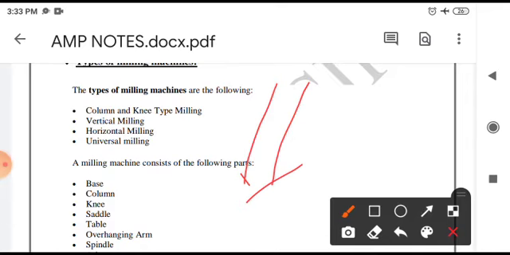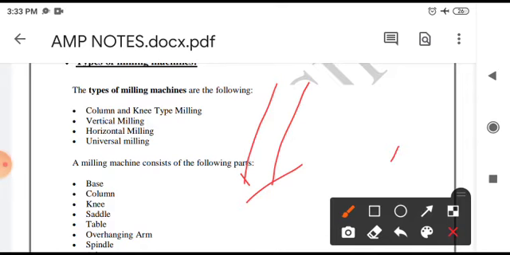Okay, don't misunderstand that the workpiece or tool is fed. The tool is not fed in this milling machine. The work is fed. The workpiece is fed longitudinal, transverse, vertical, crosswise, in any direction. Now let's see which are the parts of this milling machine.